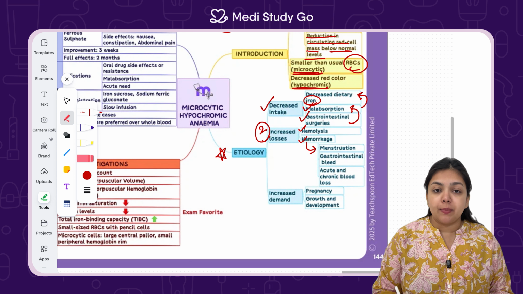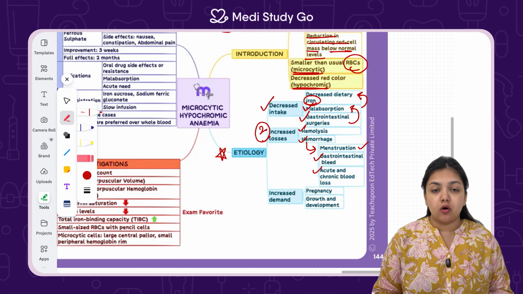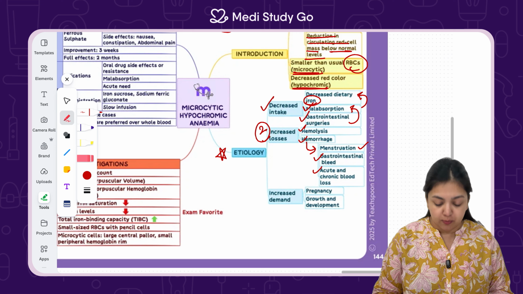This bleeding can happen in cases of menstruation. If there are irregular, uncontrolled menstrual cycles, that can lead to a lot of excess blood loss. Then there can be GI bleeding, acute and chronic blood loss in ulcers or other forms of disease present inside the body. All of this leads to blood loss, which leads to iron loss and a drop in hemoglobin level.